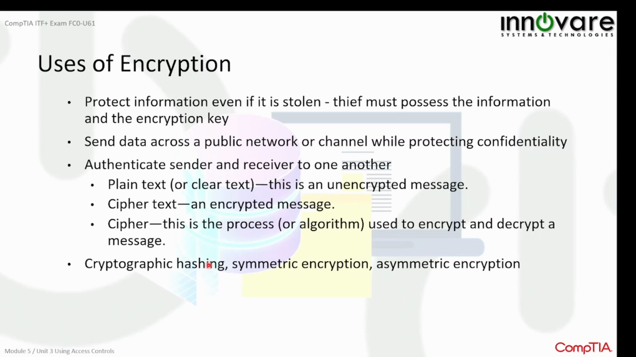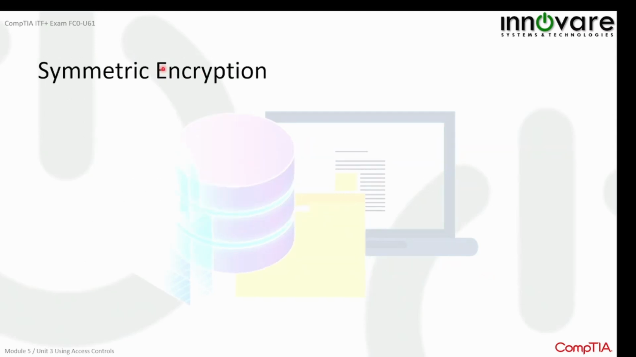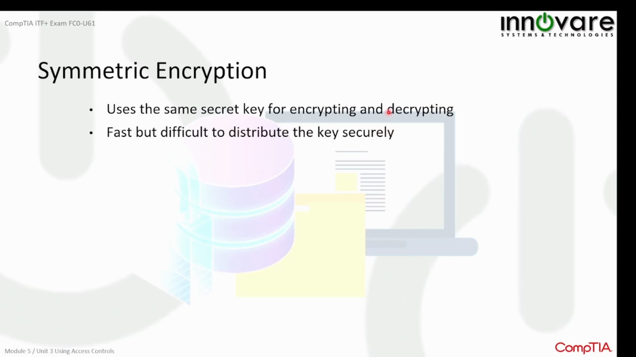And then meron ding symmetric encryption and asymmetric encryption that we will always hear when it comes to encryption technology. So when we say symmetric encryption, the key to create an encrypted message is a secret key. It's the same key when encrypting and decrypting. So you need to ensure that you're using the same secret key. Otherwise, you will not be able to decrypt the message. So it is fast, but it's difficult to distribute because it's the same key.